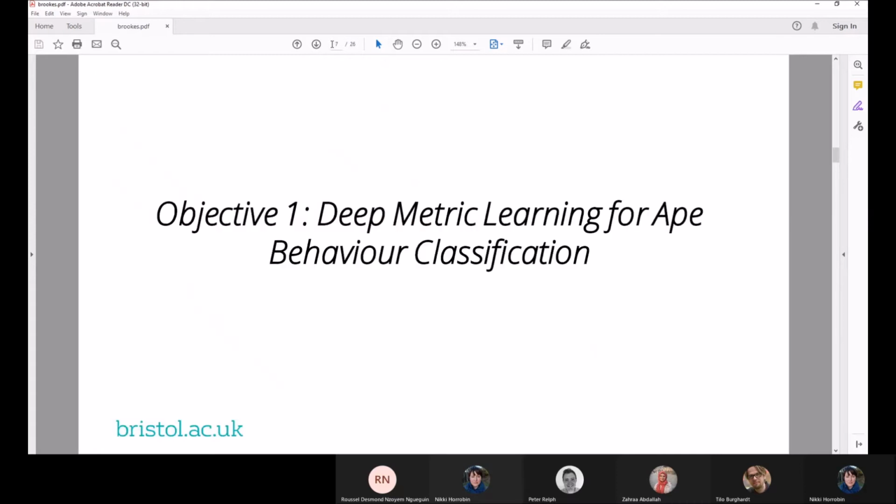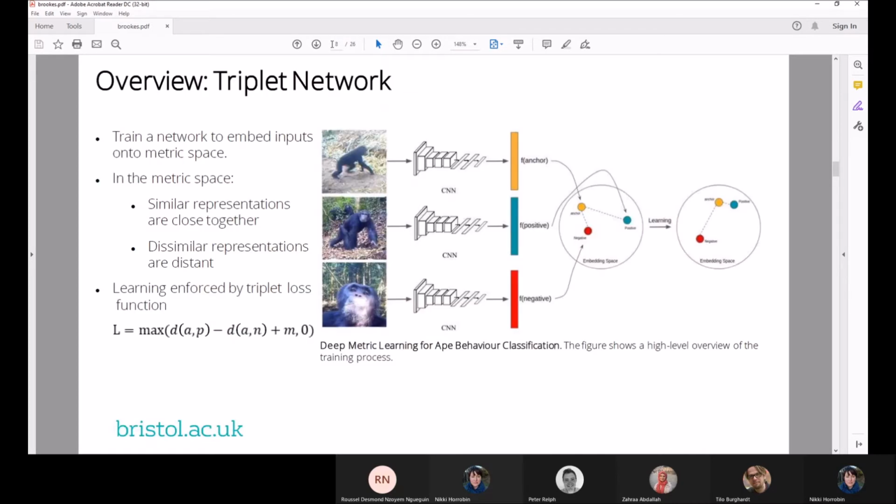So onto our first objective. In deep metric learning, we want to train a network to embed inputs onto a metric space. In this metric space, we want semantically similar representations to be close to one another and dissimilar representations to be distant. You can see here, in a triplet architecture, we ingest triplets of data, where we have an anchor, which is our reference point. Then we have a positive example, which shares the same class label as our anchor. And then we have a negative example, which has a different class label to our anchor and to our positive.